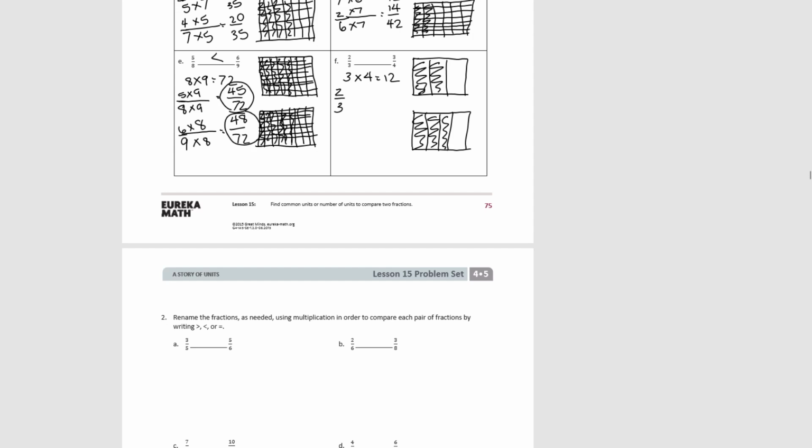So 2/3 would be multiplied, decomposed 4 times, to get 8/12. And we need to add 4 rows to our area model. And if we count, we see we have 8/12. For the second one, we have 3/4, and we also want to end up with 12, so we're going to multiply by 3. And we get 9/12, and we're going to draw 3 rows. And we count, we see we have 9 shaded. Comparing 8/12 and 9/12, 9/12 is greater. Therefore, 2/3 is less than 3/4.